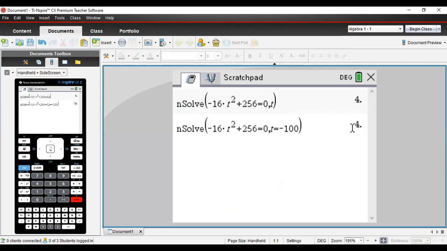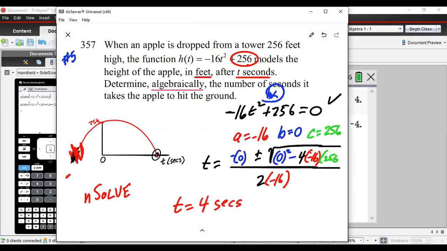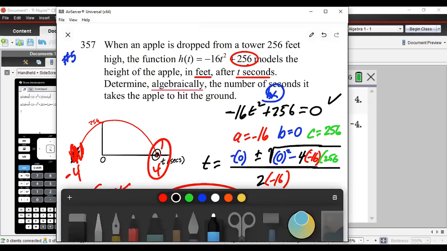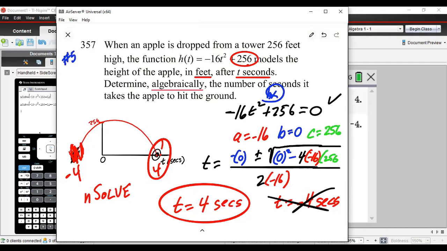I hope that's clear. I hope you understand what we're doing. We don't want this one over here. This was a negative 4. This one was 4. We don't want this one. We want this one. So that would be our answer. Please do not do negative 4 seconds. Please do not do that, because that would be wrong. Okay, that's it. I hope you got it.